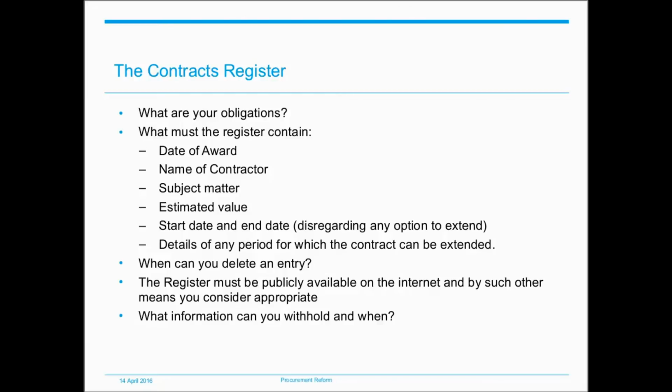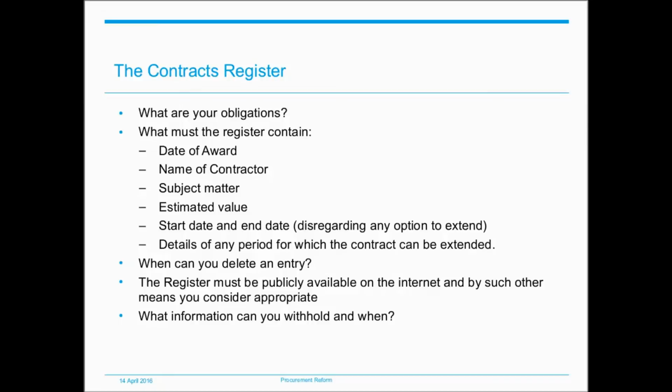In relation to each contract listed, the register must contain the following information. A, the date of award of the contract. B, the name of the contractor. C, the subject matter of the contract. D, the estimated value. E, the start date. F, the end date provided for in the contract, disregarding any option to extend the contract, or where there is no date specified, a description of the circumstances in which the contract will end. And G, the duration of any period for which the contract can be extended.